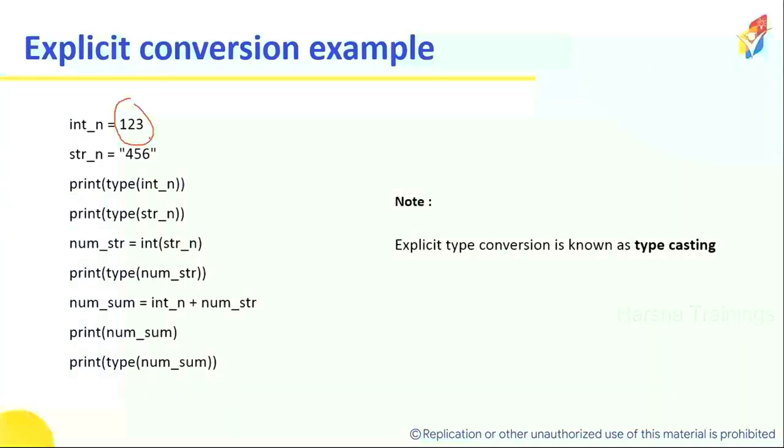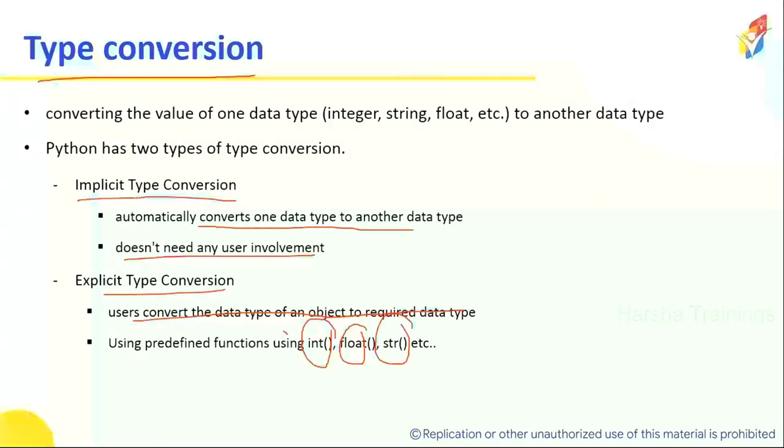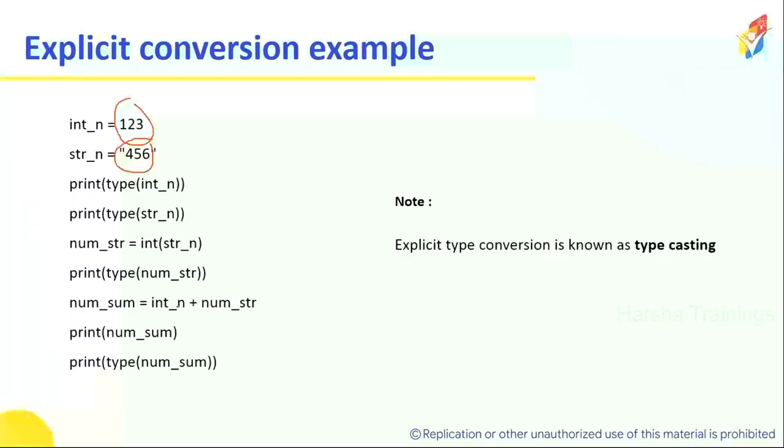One value is an integer, another value is a string. Adding them is not possible, so explicitly I should convert. Look here, the most important thing is that int can be converted to float and float can be converted to int, but you can't convert int to string or float to string directly. For that you need built-in function support. Look at what I have taken: int of str1. 456 is a string, and I am converting it into an integer. Now 456 has been converted to an integer.